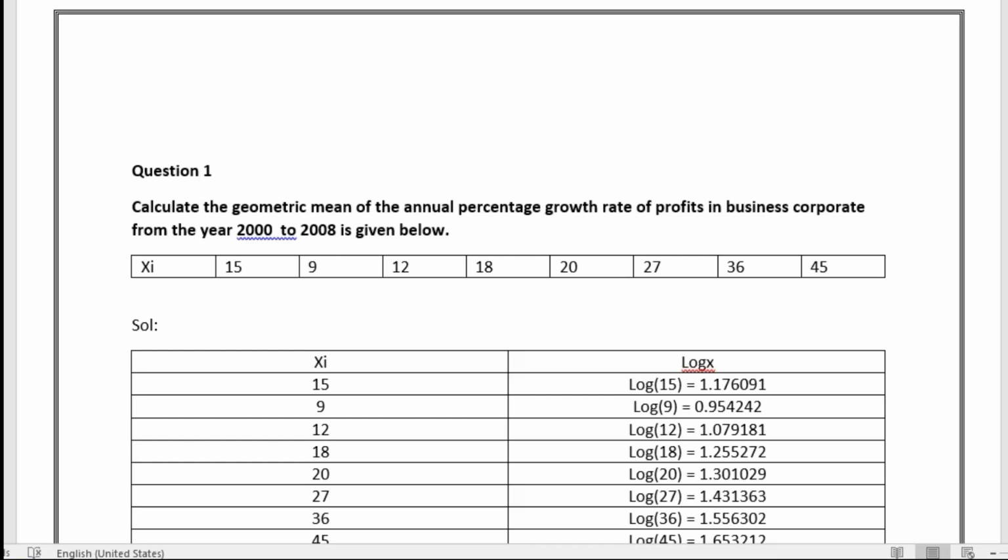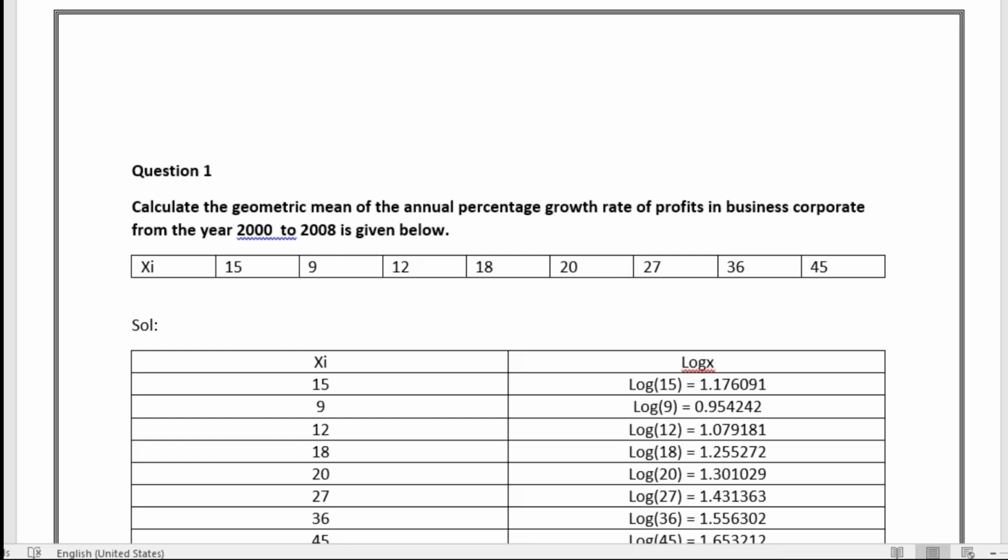In this lecture, I will solve question number 1. Calculate the geometric mean of the annual percentage growth rate of profits on business corporate from the year 2000 to 2008, given below. That is xi: 15, 9, 12, 18, 20, 27, 36, 45.